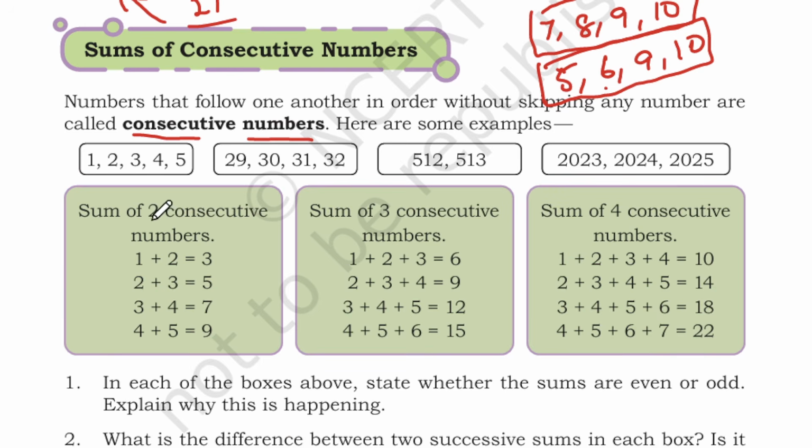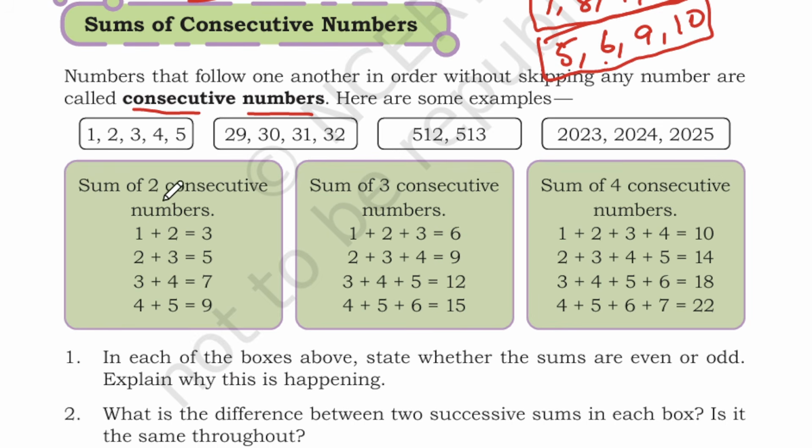Okay. So sum of two consecutive numbers, sum of three consecutive numbers and sum of four consecutive numbers. Okay, here. So look at this. Sum of two consecutive number. So 1 plus 2 is 3. 2 plus 3 is 5. 3 plus 4 is 7. 4 plus 5 is 9. So look at this. Here we have one even number and one odd number. We are getting odd number. Likewise, one even number, one odd number, you are getting odd number. One odd number, one even number, you are getting odd number. So here we can understand when we add odd number plus even number, we are getting odd number.